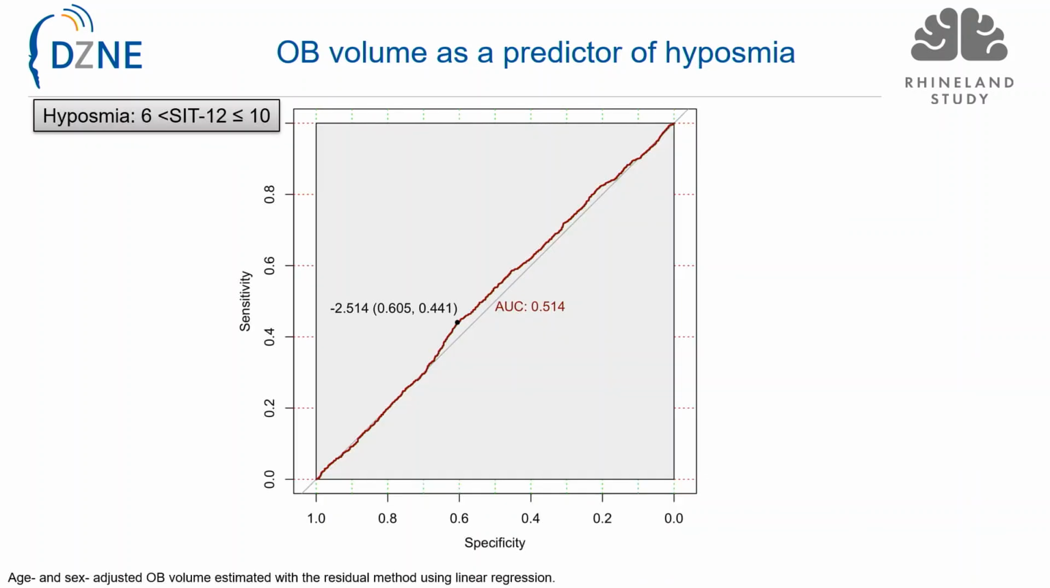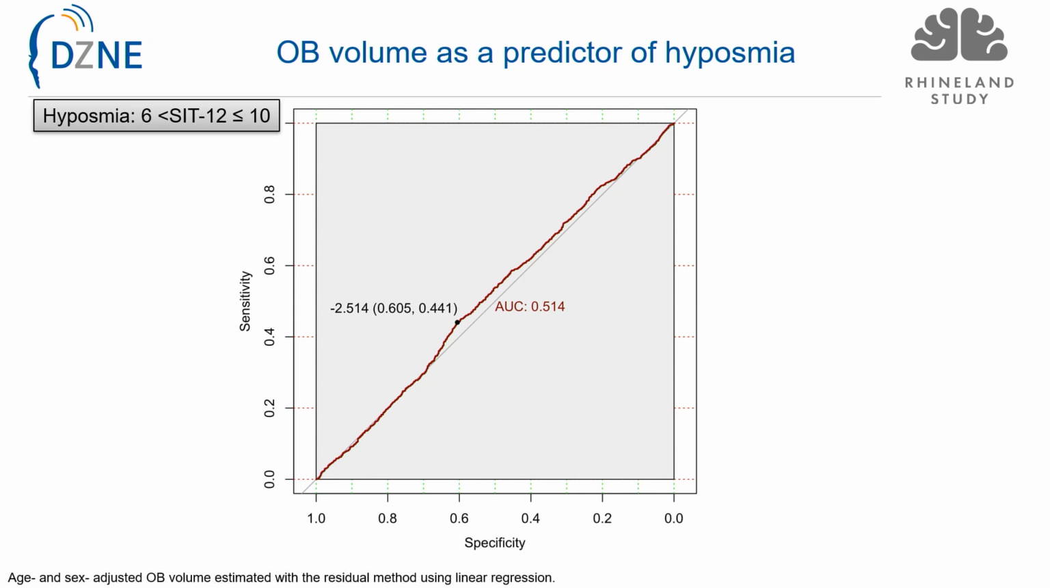So last but not least, we want to evaluate whether olfactory bulb volume can be a predictor for hyposmia and also anosmia. But considering the confounding by age and sex, we finally use the residuals of olfactory bulb volume after regressing out the age and sex effect. And then we see that for evaluating hyposmia, which means a diminished ability of odor identification, the olfactory bulb volume by itself does not perform that well, with an area under the curve of 0.54.